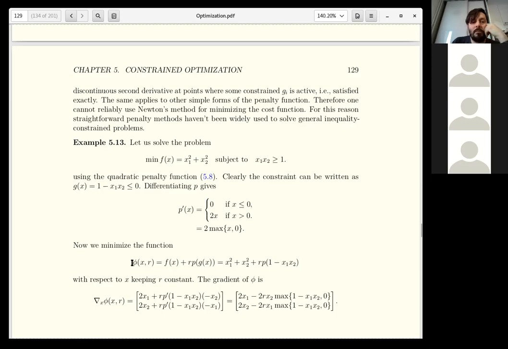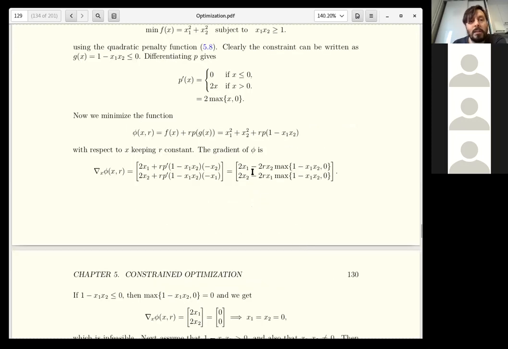We're now going to apply the penalty function on this g of x, and the penalty coefficient is r. So our theta, the penalized function, is f of x plus r times the penalty of g of x, the penalty being 0 when its argument is negative and squared when positive. So it amounts to x1 squared plus x2 squared plus r times p of 1 minus x1 times x2. We can calculate its gradient using this derivative.